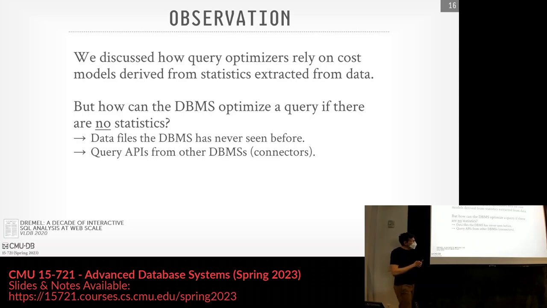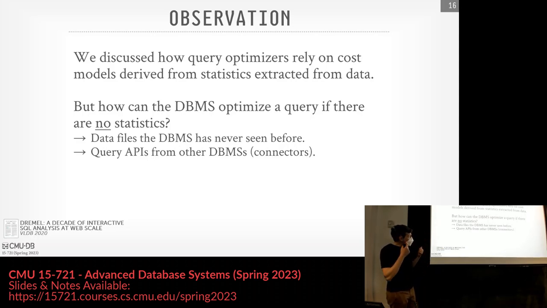And in the paper, they don't have exact numbers. They mention that a large percent of the Dremel queries that they support are running over data that the system has never seen before. So it's like I got a bunch of random files. I don't know what's in them. How do I actually start doing query planning on them?